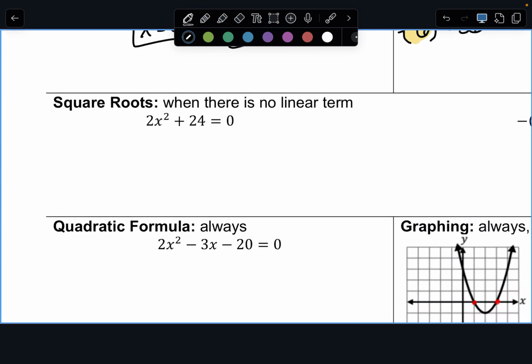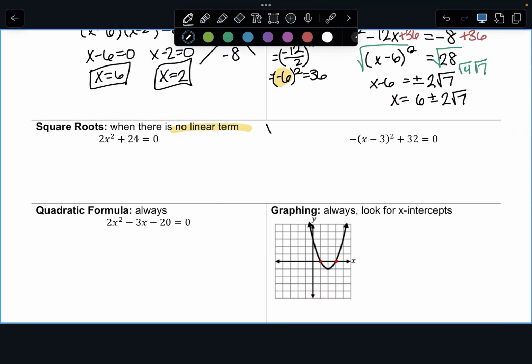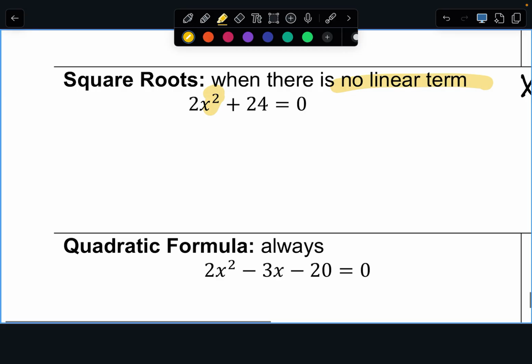Square roots was our next method. We can only do this when there is no linear term. So this one has to be something specific. You have to have either just an x squared or x plus or minus a number squared. You should not be able to say b is equal to this. There should not be a bx term, okay? So when you have just something like this for your x's, you want to isolate that thing that's being squared. So for this first one, we're going to isolate the x squared.